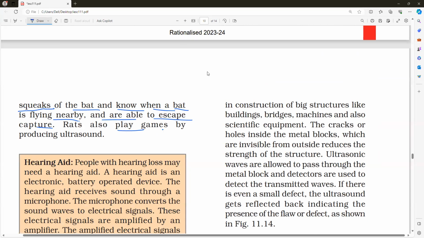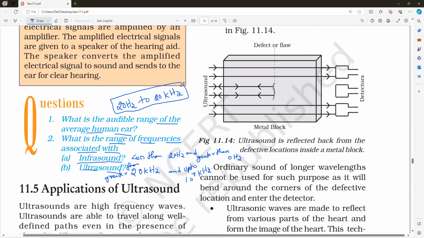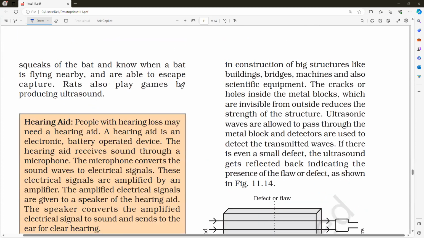Rats also play games by producing ultrasounds. Those who live in agriculture, farming or villages and houses can notice this most common problem. At night, rats play by producing ultrasounds, most irritating sounds. You may not have experienced it, but I have. At night in my home, my village, rats start moving here and there producing ultrasounds. They are the most irritating sounds; we cannot even sleep properly. Learn everything. So, next.